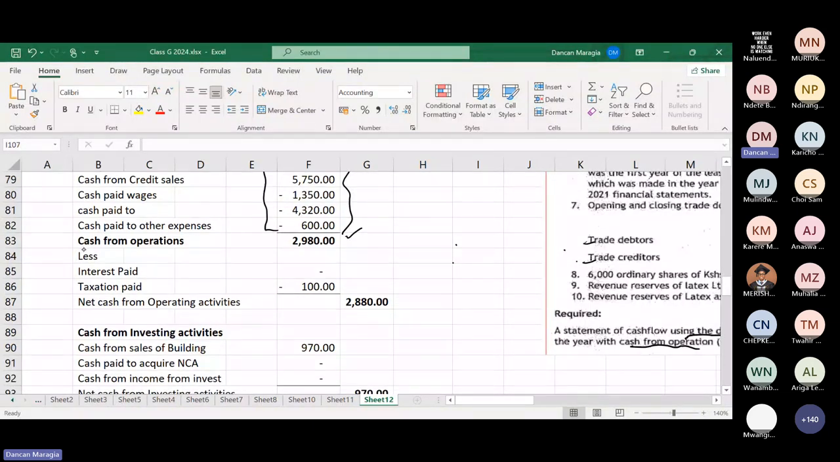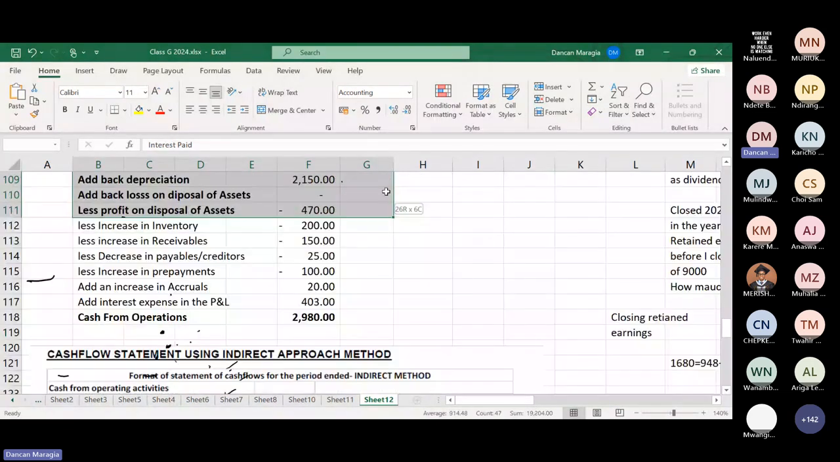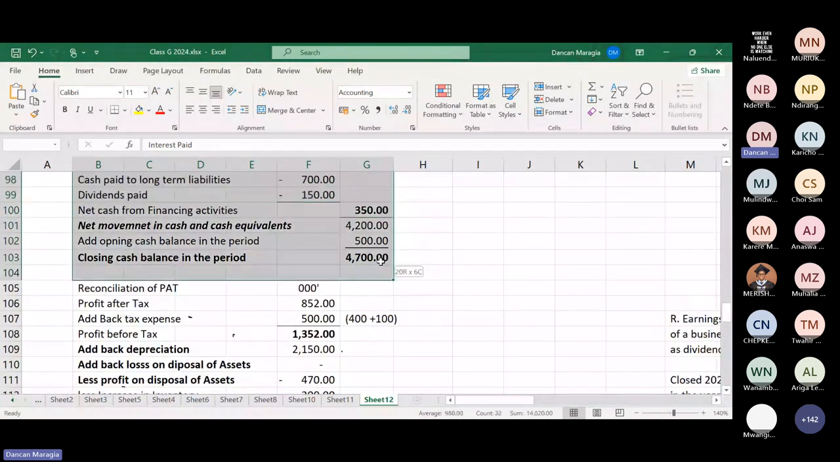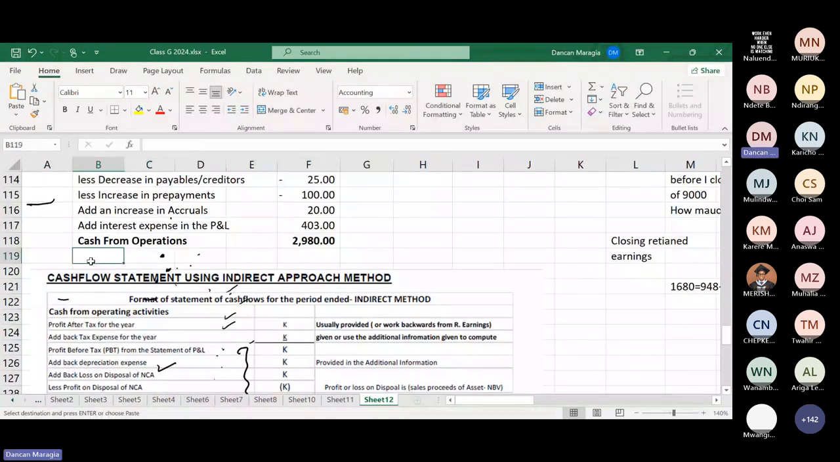You see the same now from here. When we use the direct approach, we said interest paid, tax paid. So everything will again be the same. If I was preparing this using the indirect approach, I will still have this and continue down this way from here.